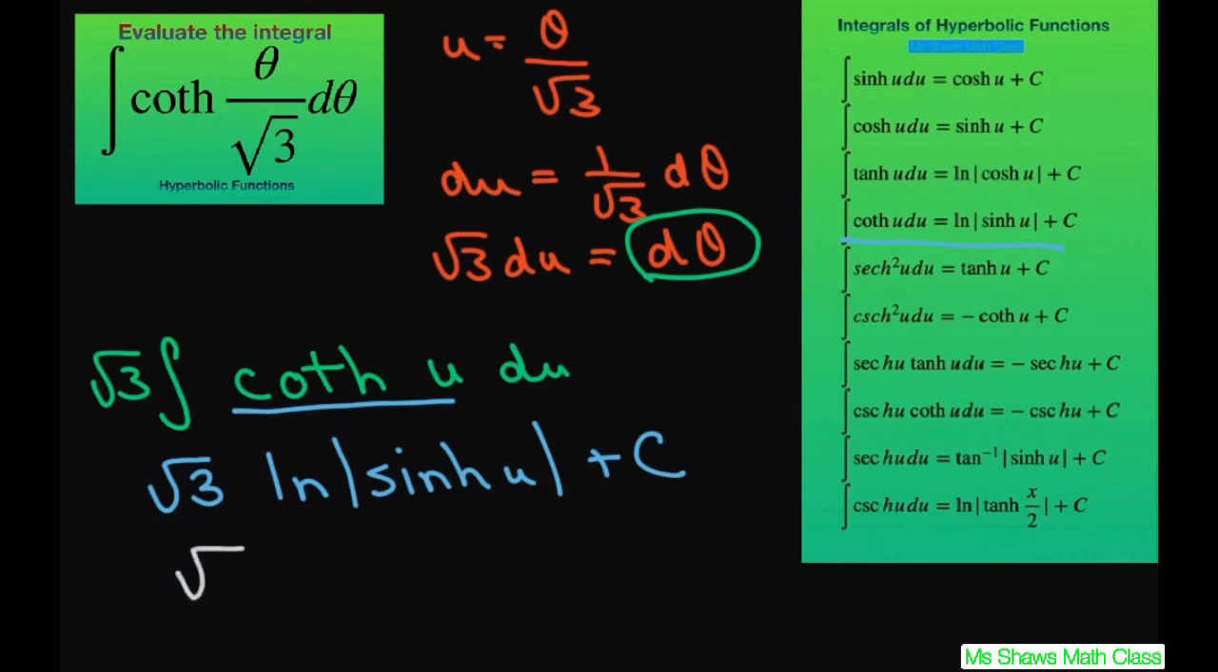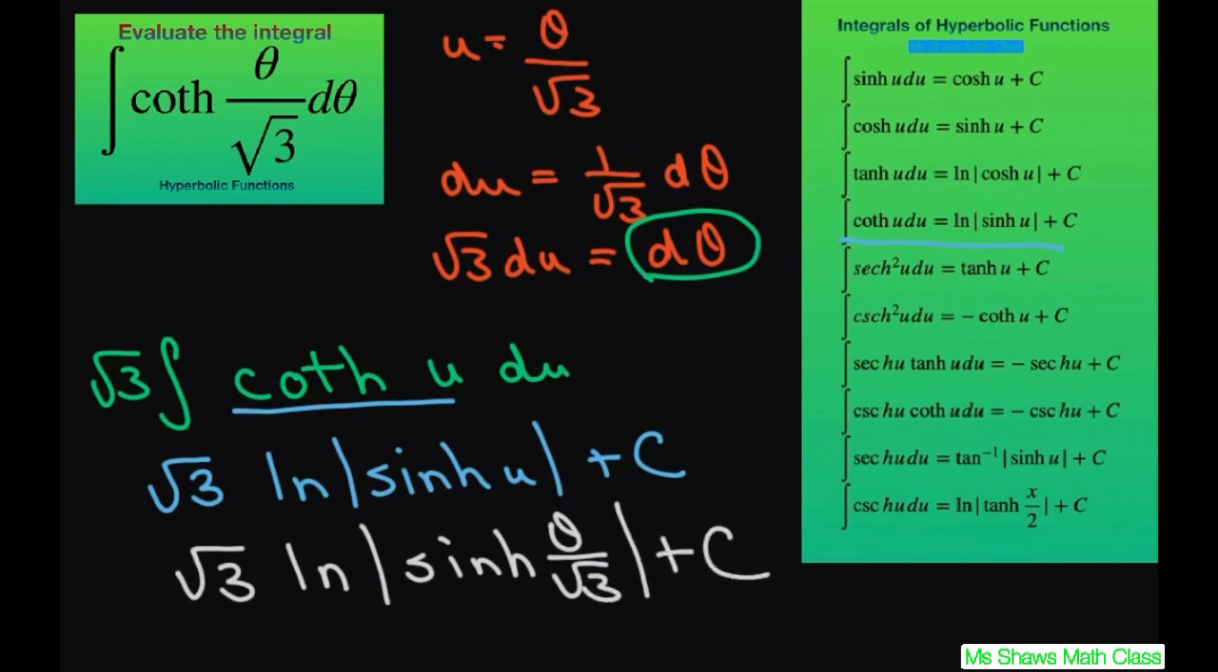So our final answer is the square root of 3 times ln of the absolute value of hyperbolic sine of theta divided by the square root of 3, plus c. And that is your final answer.